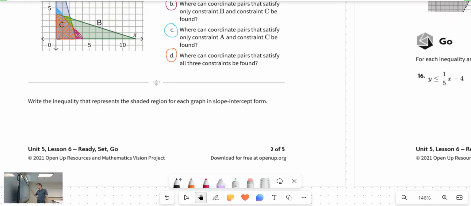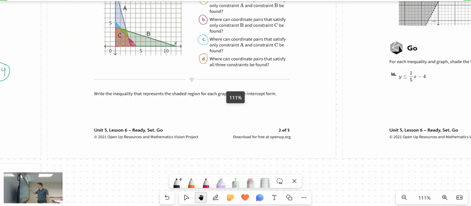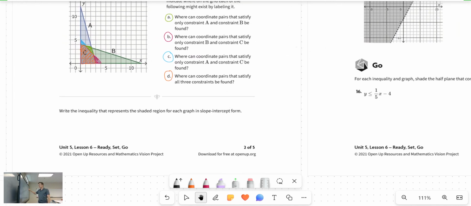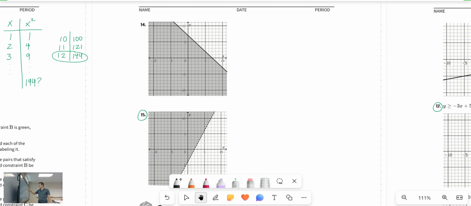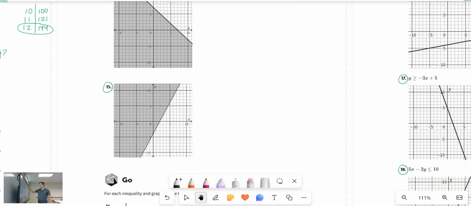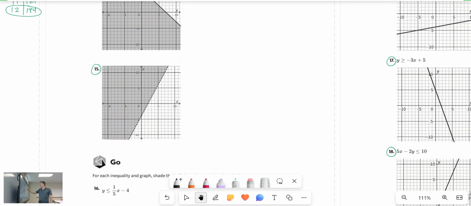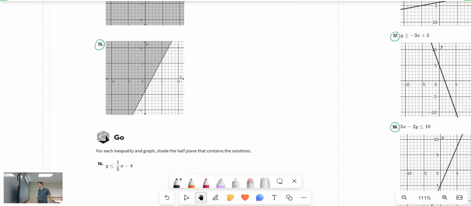Write the inequality that represents the shaded region for each graph in slope-intercept form. Let's go up high, and it looks like we're just doing number 15. So, write the inequality that represents the shaded region.